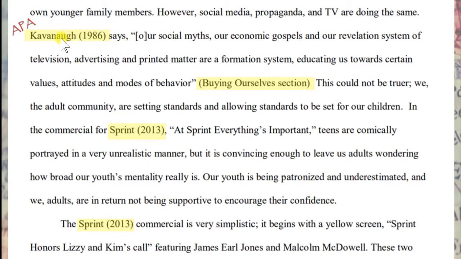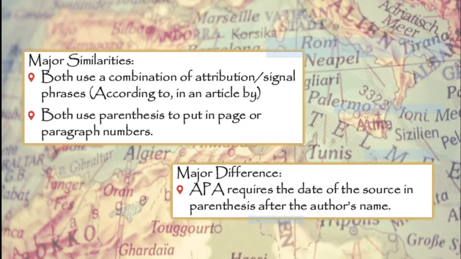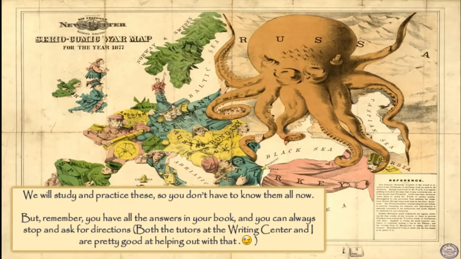We wouldn't say Kavanaugh, 1986, says on page 23. Okay, we might do it with a section. In the "Buying Ourselves" section in Kavanaugh's, boom, 1986 article, he says. We can do that, but we wouldn't just put page numbers, just on page 33, the author says. No, don't do that. Remember, that's a don't. Major difference is APA requires the date of the source in parentheses, boom, right after you give that author's name.